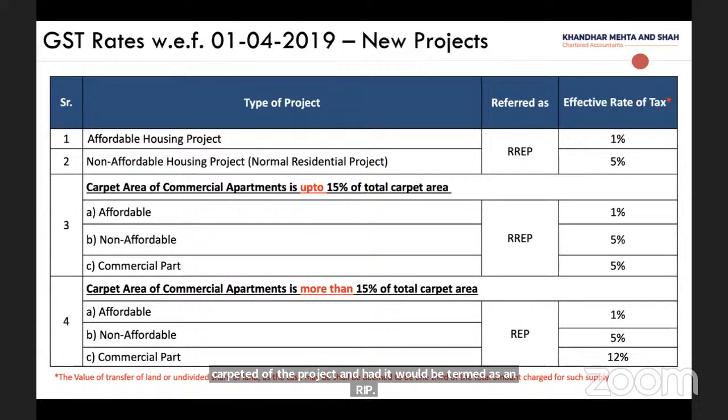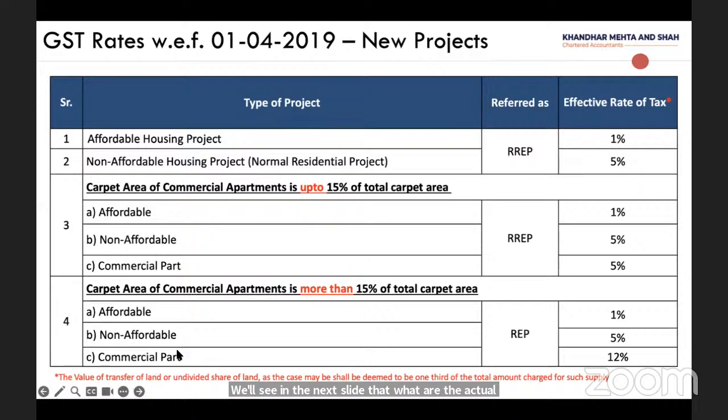Now coming to the commercial apartments, where there will be a mix of residential and commercial, and wherein commercial may be more than 15%. Then in that case also, if the unit is affordable, then 1%, non-affordable, then 5%. But the commercial part will be taxed at 12% with ITC. Now, all the rates that I'm saying as of now, 1%, 5%, 1%, are effective rates of tax. We'll see in the next slide what the actual rates mentioned in the notification are, because as Notification 3 said, the value of transfer of land and undivided share of land is to be deemed as 1/3 of the total amount of such supply, and hence it is to be reduced. So we have considered that as an effective tax rate.